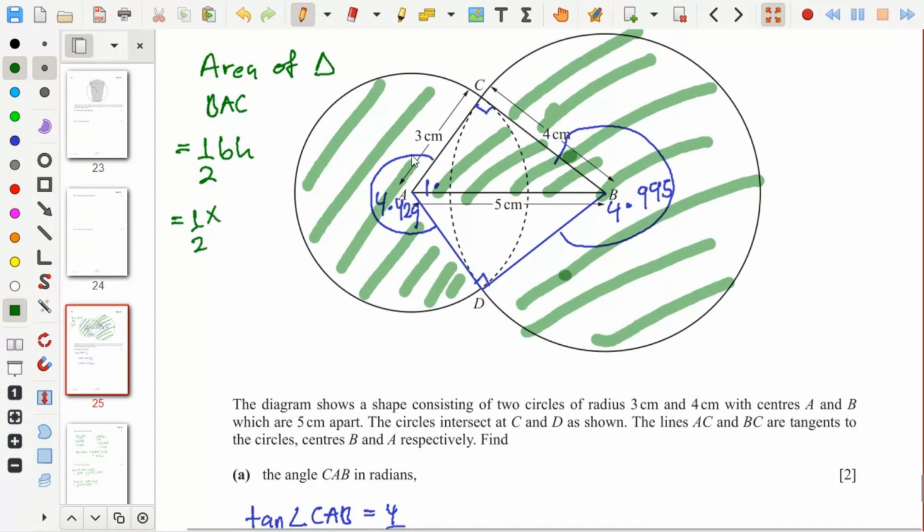My base is 4. No, my base is 3. And my height is 4. So this should give me what? 6. So the area of the kite is twice the area of the right angle triangle. So it is 12.